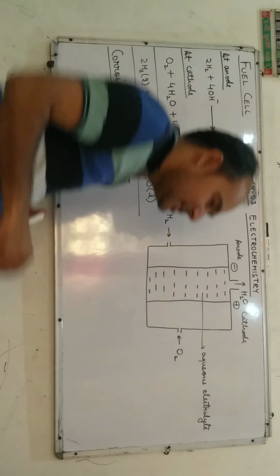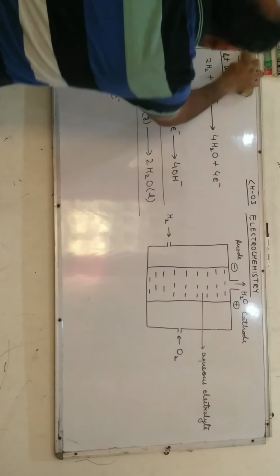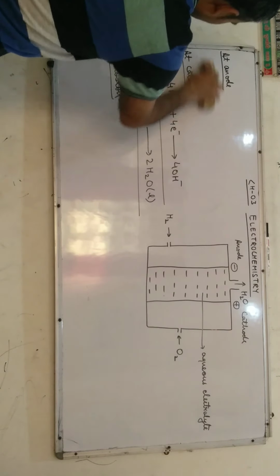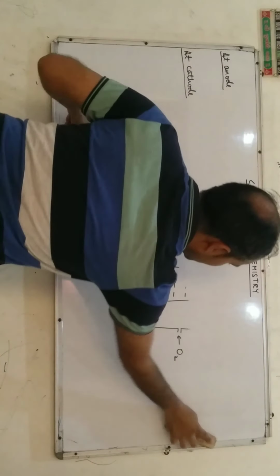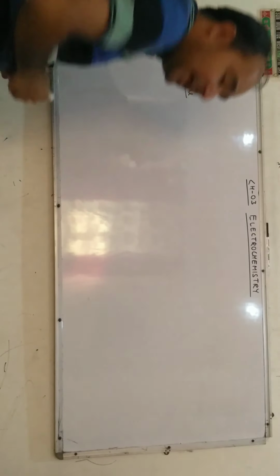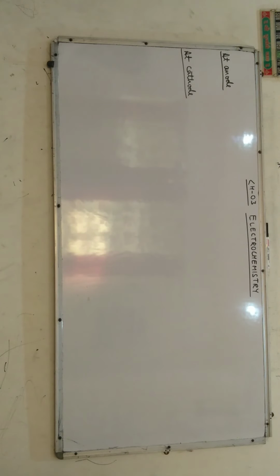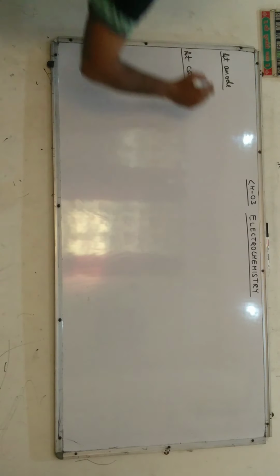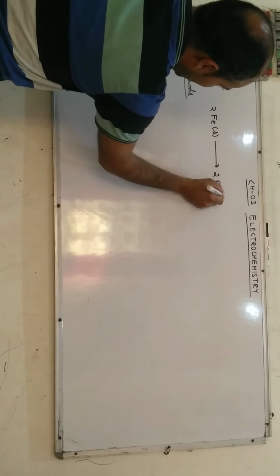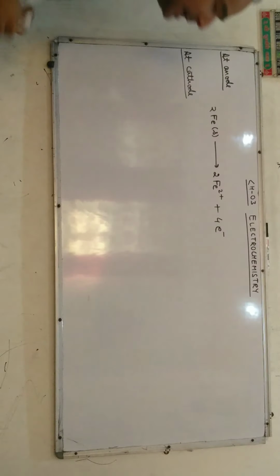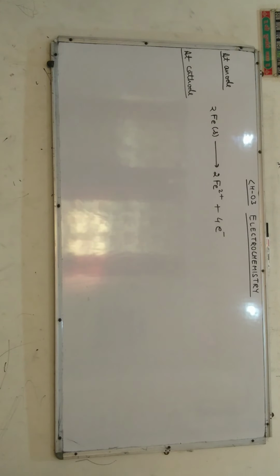Now let us discuss the reaction that takes place during corrosion of iron. During corrosion of iron, at the anode, iron is there, which oxidizes into Fe2+ along with electrons. In corrosion, at the anode, iron is oxidized to Fe2+ along with 4 electrons.